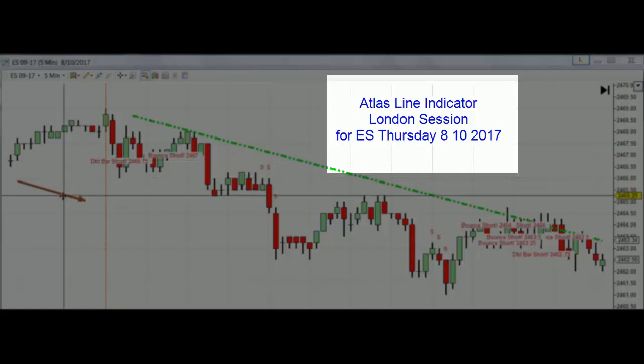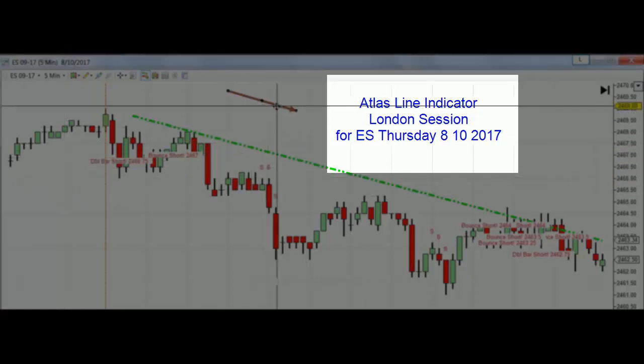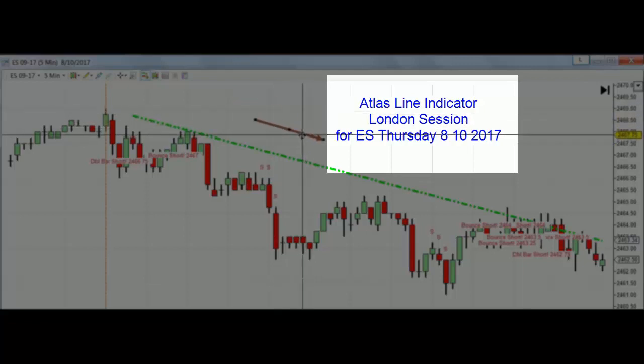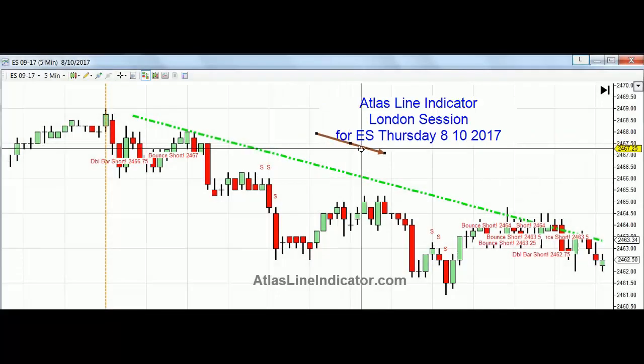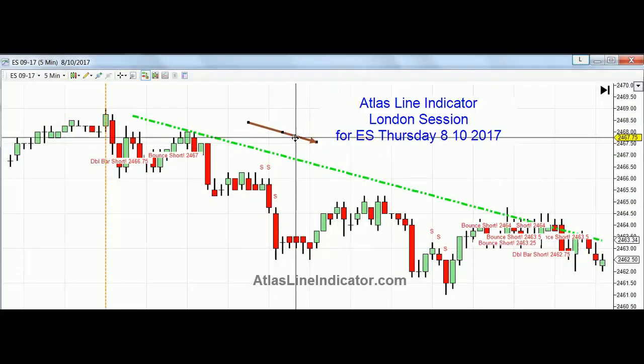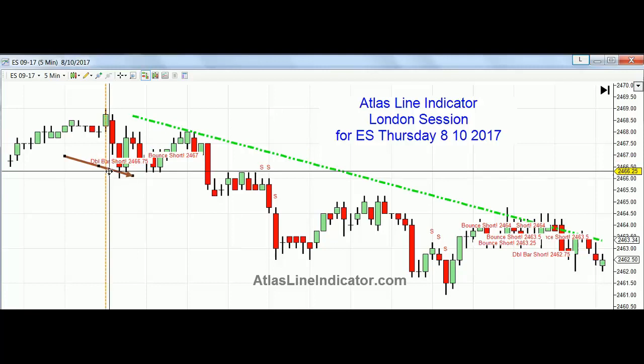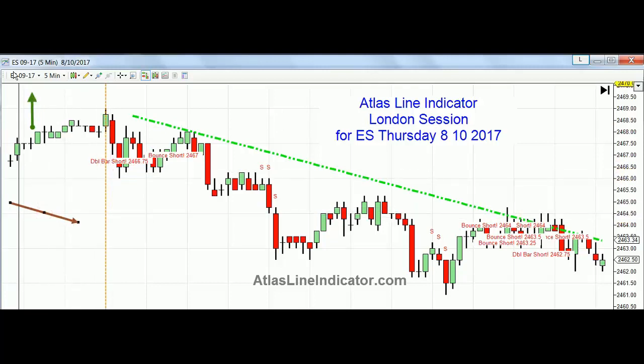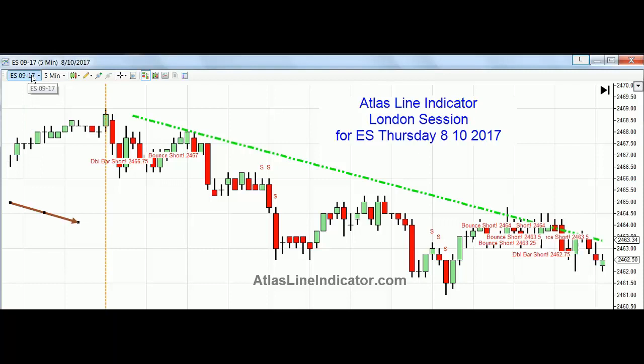Today is for the Atlas line indicator alerts, and this is for the London session. And of course, that's the E-mini S&P ES for Thursday, August the 10th, 2017. As you can see here, it is ES, and that's the September 2017 5-minute chart, and today's date, Thursday, August the 10th, 2017.